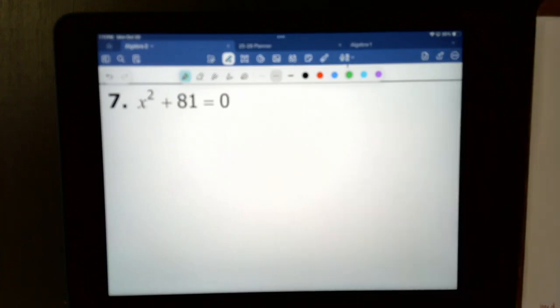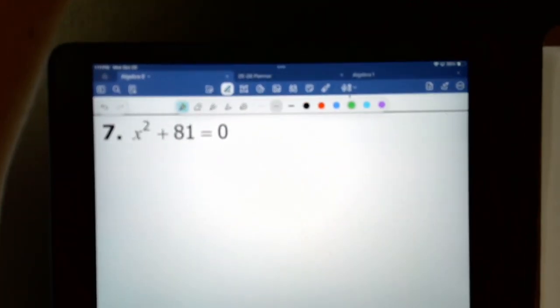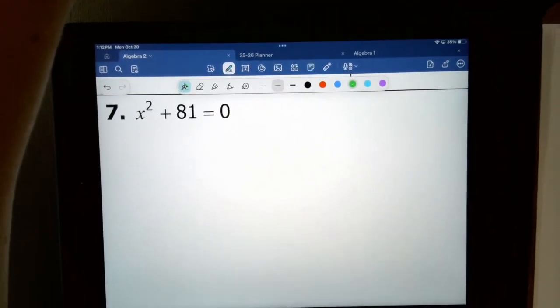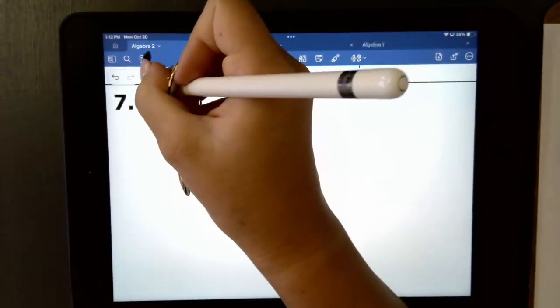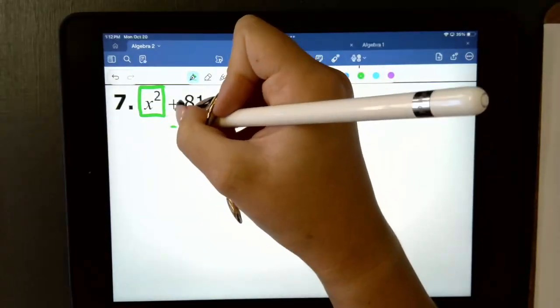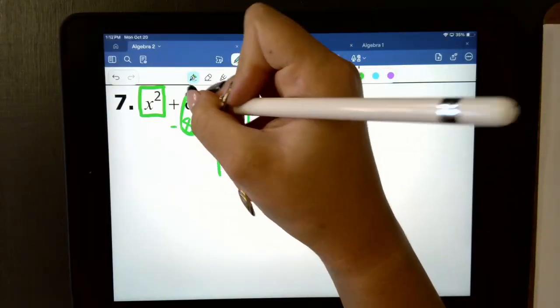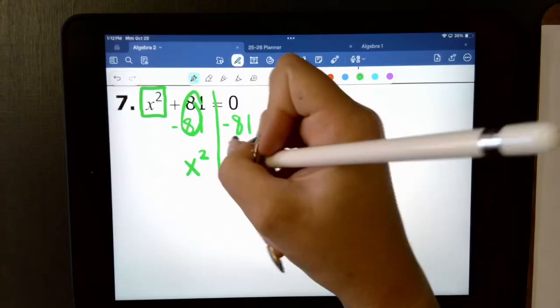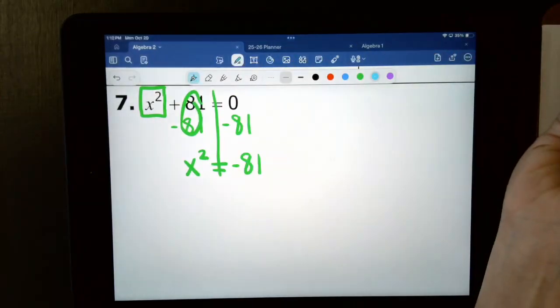So this is one where we're going to have to isolate the x squared. So we subtract 81 from both sides, and so that goes to 0, and we're left with x squared equals -81. What's our second step?